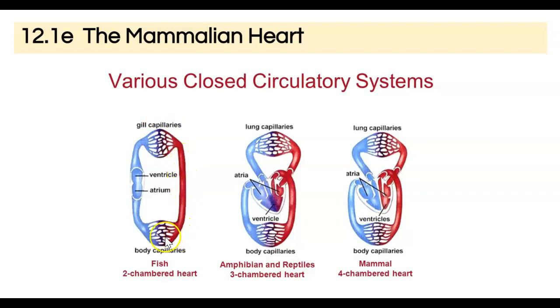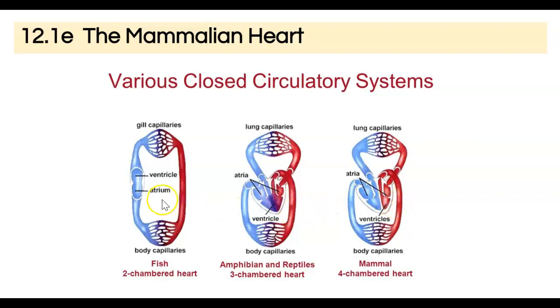Reoxygenated blood here passes through the body's capillaries, and then moves into the heart again, and then the atrium and ventricle simply push it along, but the roles are different. The atrium and ventricle are different in the fish than they are in the other systems.